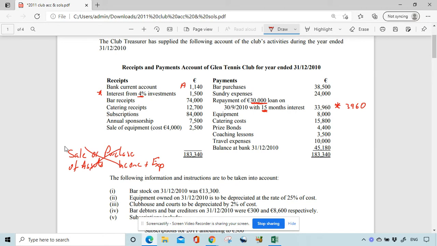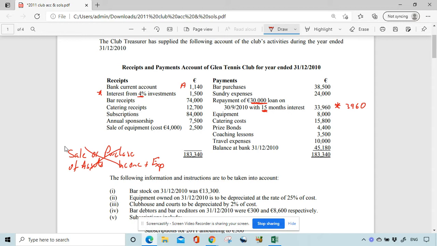So generally with the income and expenditure, you're going to have 2 big ticket items. These are going to be your bar trading account or shop trading account. So in this case, we have a bar. And they're going to be your subscriptions. These are going to be 2 hefty enough notes, and then everything else is coming from here.